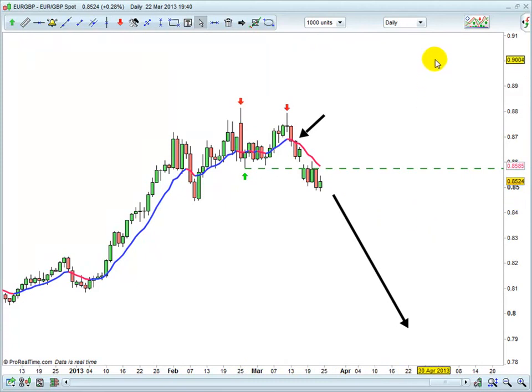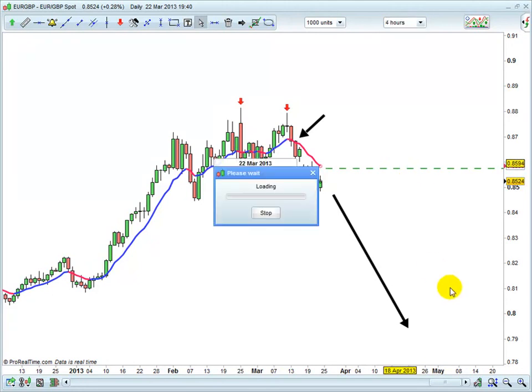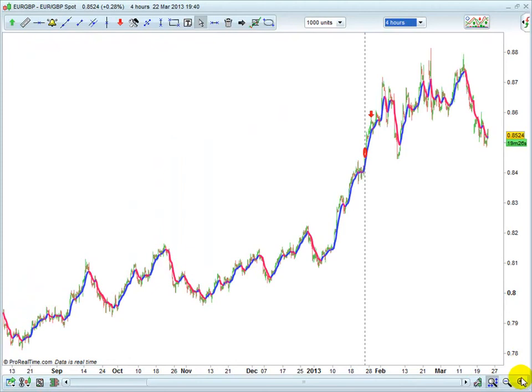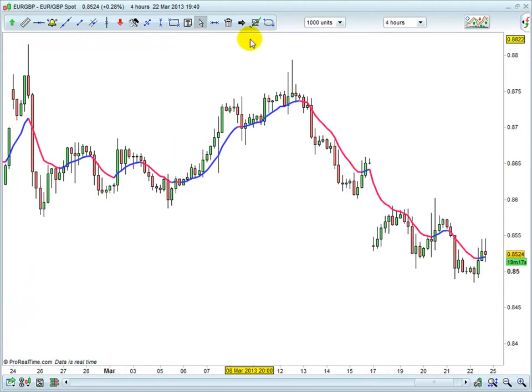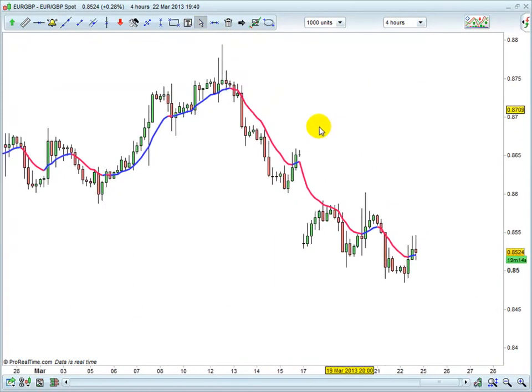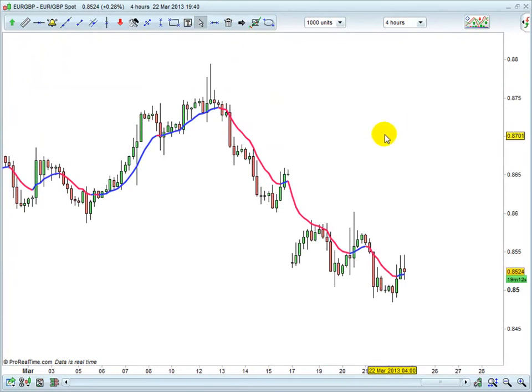Now, you can certainly fine-tune your analysis, and we advocate this strongly, by drilling down further to at least the 4-hour chart. And again, the same way we're looking for a progression of lower lows and highs, we're looking for that here on the 4-hour chart too.